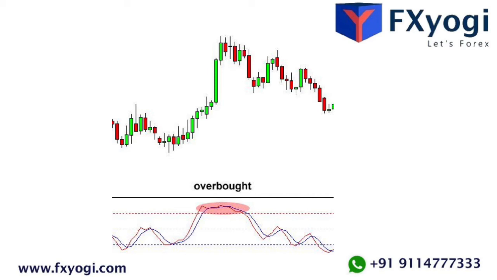This is the basics of the stochastic. Keep in mind that stochastic can remain above 80 or below 20 for long periods of time. So just because the indicator says overbought doesn't mean you should blindly sell. The same thing if you see oversold, it doesn't mean you should automatically start buying.